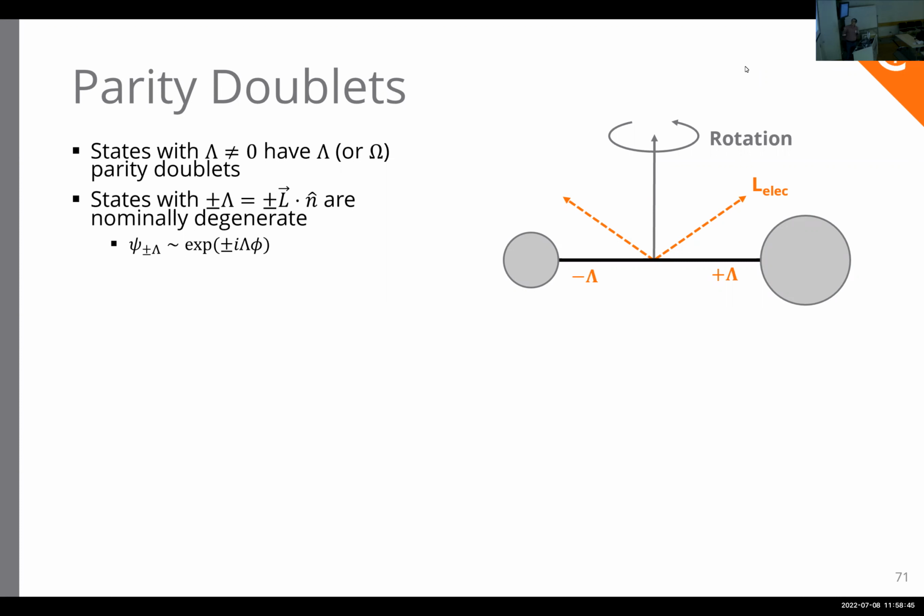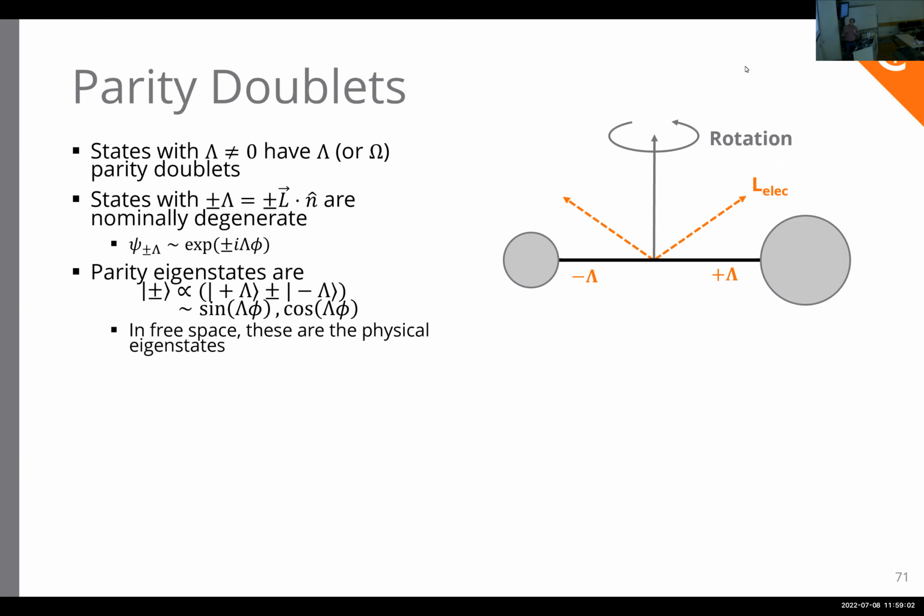But these are not parity eigenstates. They don't have a well-defined parity. If you apply the parity operator to one of these, it actually turns into the other state. So they don't have well-defined parity. They're not even or odd under inversion. But we know that in free space, the eigenstates have to be parity eigenstates. In the absence of parity violation, the energy eigenstates have to respect parity symmetry.